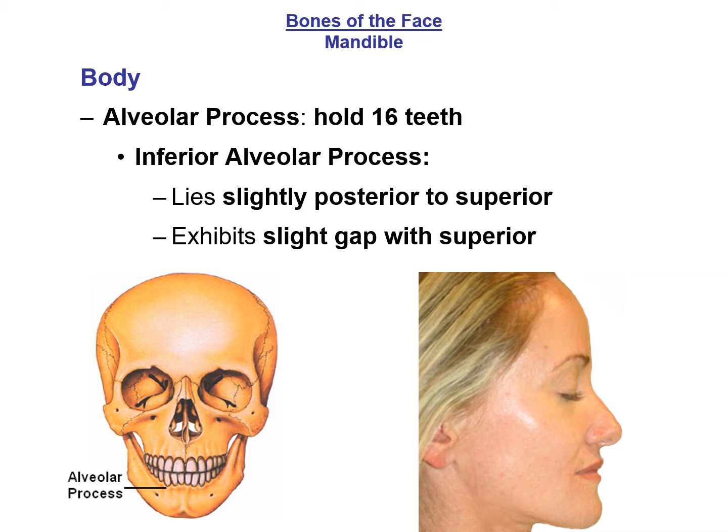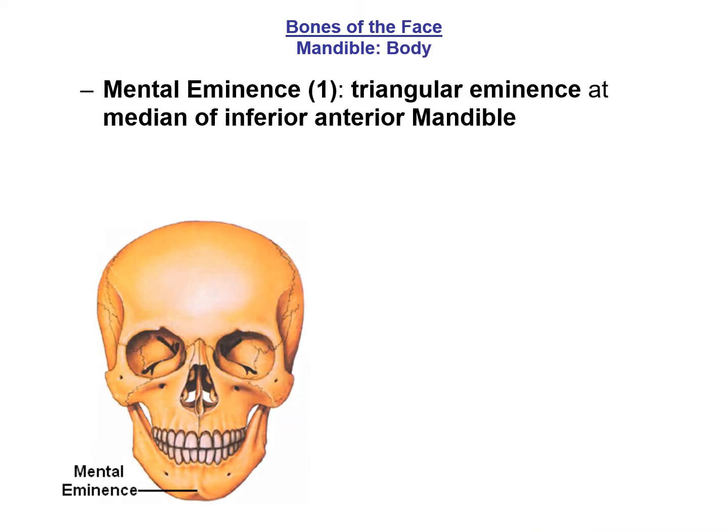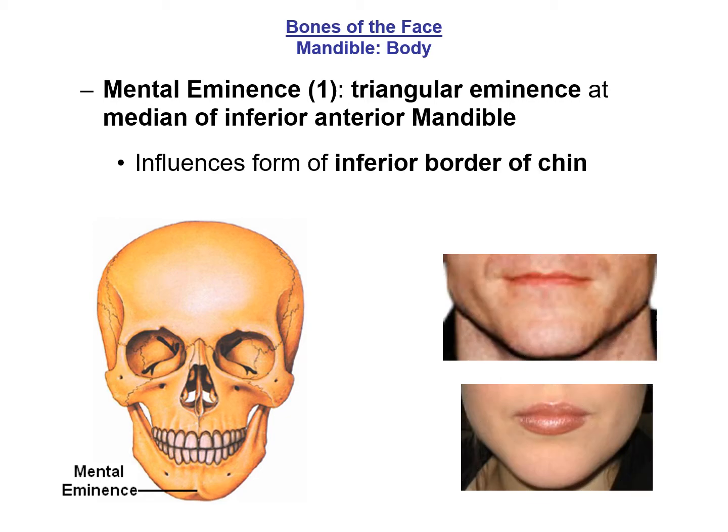Now, looking at some eminences on the body of the mandible, there's a triangular eminence at the front and bottom part of your mandible. So the medial, anterior, and inferior portion of the mandible, that's the mental eminence. There's only one of them, and it has an impact on the inferior border of the chin.